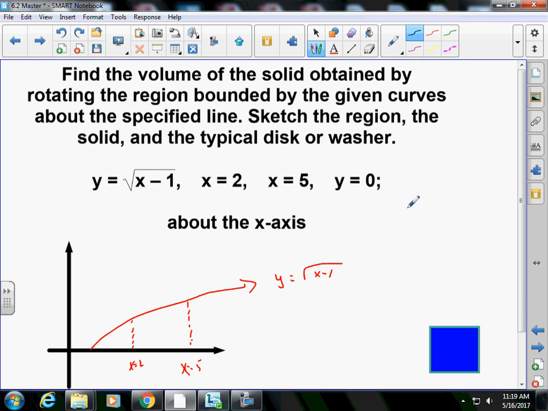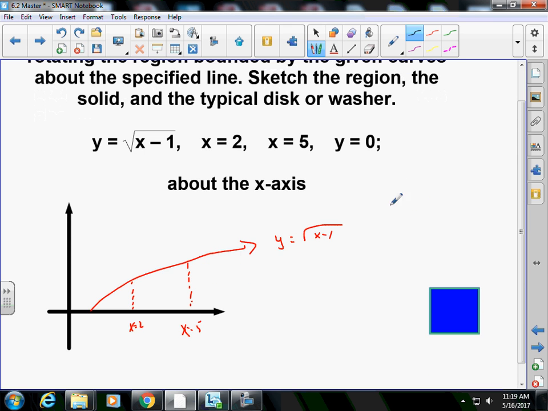This is not going to be a washer because it's going to be a total solid there. So y is equal to the square root of x minus 1. That's this function here. I'm going to go from x equals 2 to x equals 5. It's bounded below by the function y equals 1. So we're looking at just this area here.